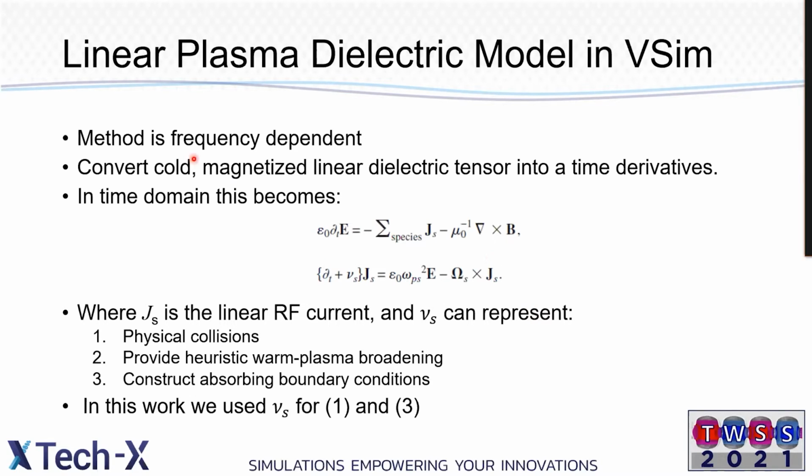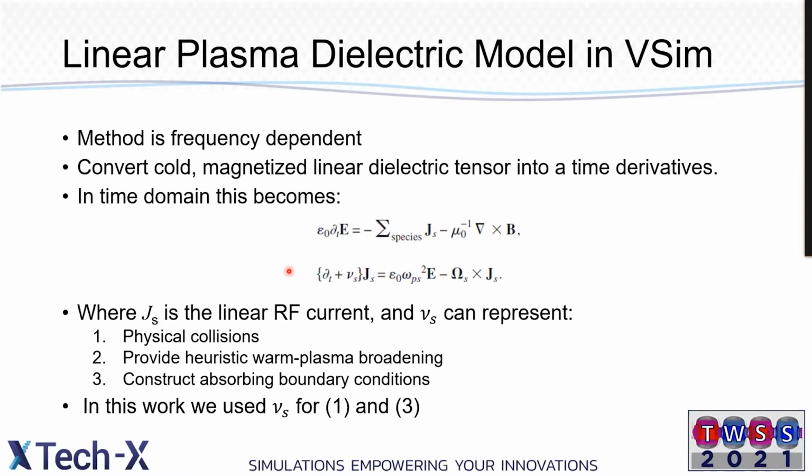So just briefly, a few things about this. It's frequency dependent. That is, it converts the cold magnetized linear dielectric tensor into time derivatives, and then it solves Maxwell's equations. In order to do that, this scheme introduces these linear RF currents, that's J sub S here. And in doing so, we nicely introduce this collisional term, nu sub S, which can serve three purposes.